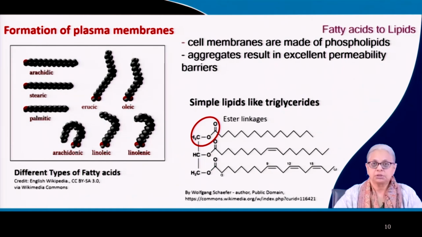The first thing we're going to take a look at is how the plasma membrane is formed. What are the building blocks of the plasma membrane? I think I mentioned this when I was talking about the monomers of fatty acids going to lipids, and we saw what simple lipids like triglycerides look like, and we looked at complex lipids like phospholipids, glycolipids, and sulfolipids. These are the building blocks of the plasma membrane, and cell membranes are made out of phospholipids in bacteria.